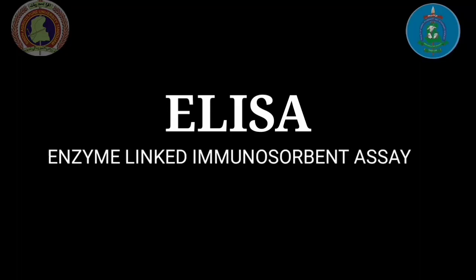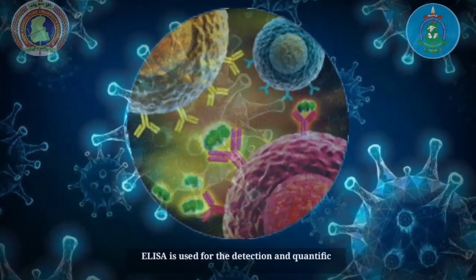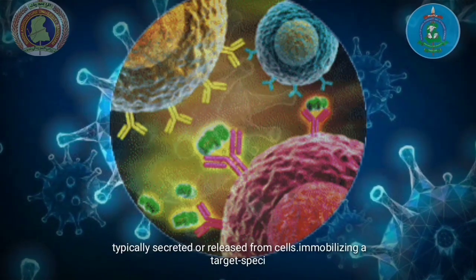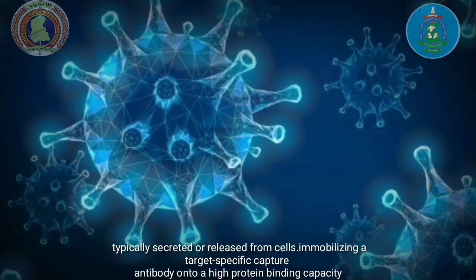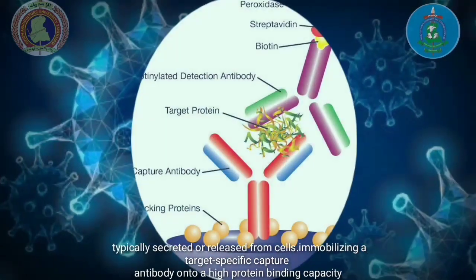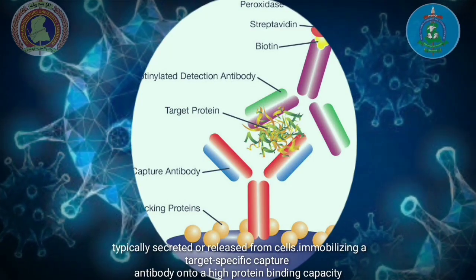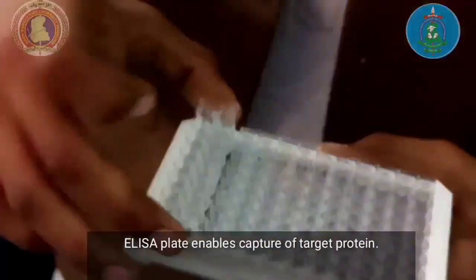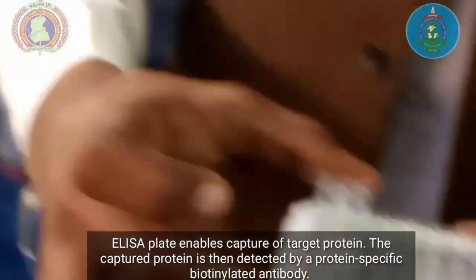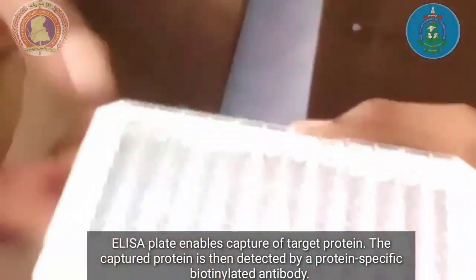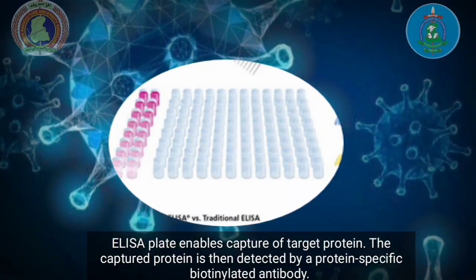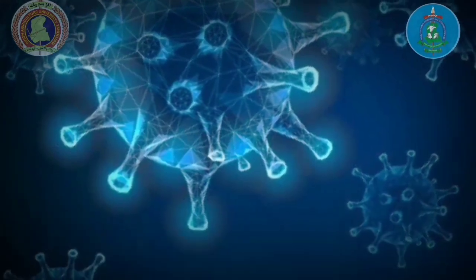Enzyme-linked immunosorbent assay. ELISA is used for the detection and quantification of proteins typically secreted or released from cells, by immobilizing a target-specific capture antibody of high protein binding capacity. The ELISA plate enables capture of a target protein. The captured protein is then detected by a protein-specific biotin-related antibody.